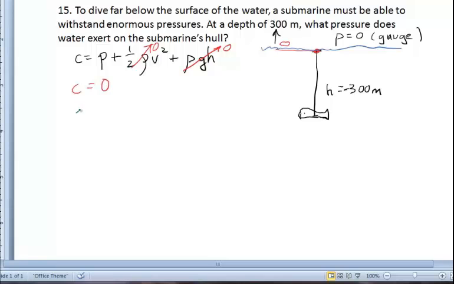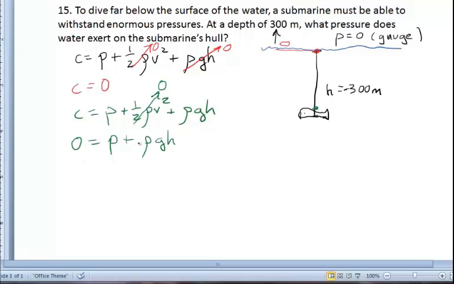So here we go. We're going to write C is equal to P plus 1/2 rho V squared plus rho GH again. Now we'll say, okay, we know the constant is 0. What's the pressure down here? Well, we don't know what it is. But we do know it's not going anywhere, so it doesn't have any velocity. So then we'll say plus rho GH. Okay, so we got that far. Now let's substitute in here. We'll say pressure plus, well, rho is 1,000 times G, which is 10, times H. H is minus 300.